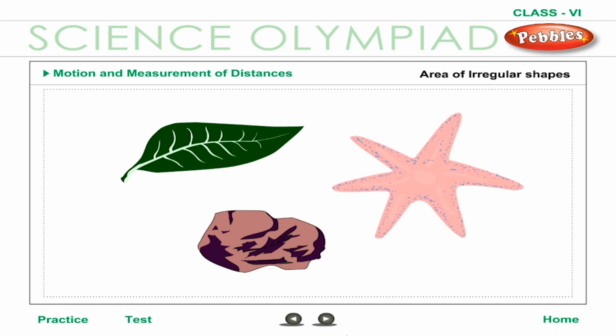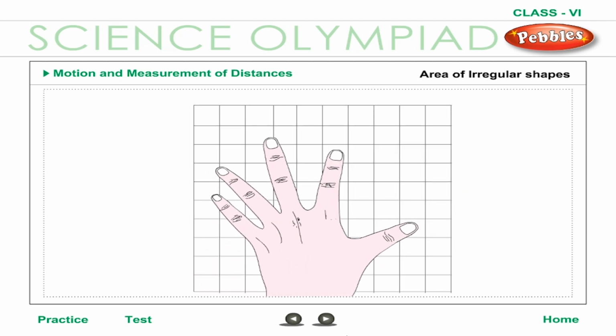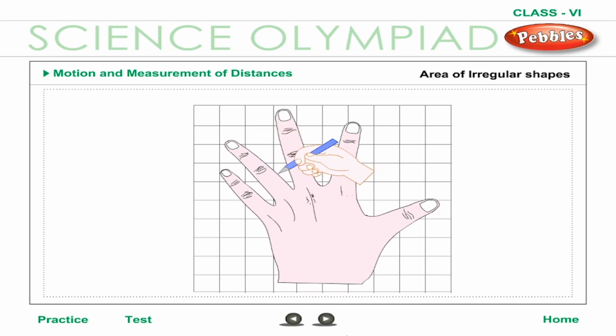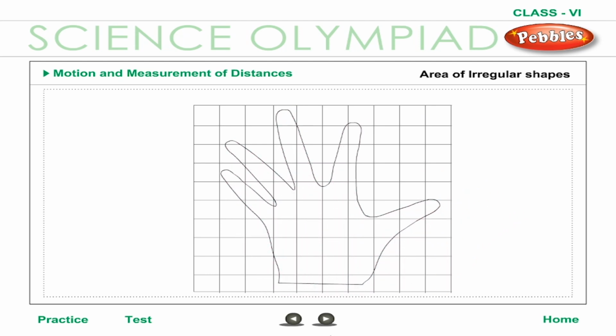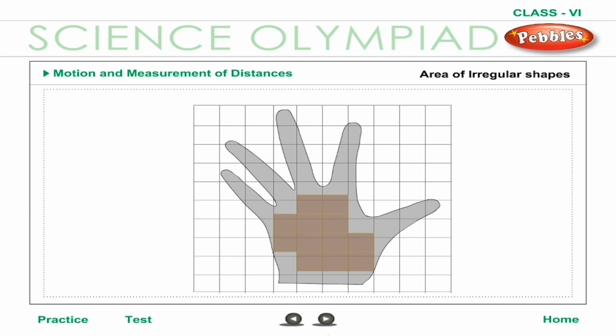Let's explore. Place your hand on a centimeter grid paper and trace the outline. What unit must you use to determine the area of your handprint? The unit for measurement must be the interior of the closed shape and when repeated must cover the object of interest with no holes or gaps. Within the outline of the hand, count the number of full centimeter squares and the squares that are half or more than half. The sum of the two gives the approximate area.